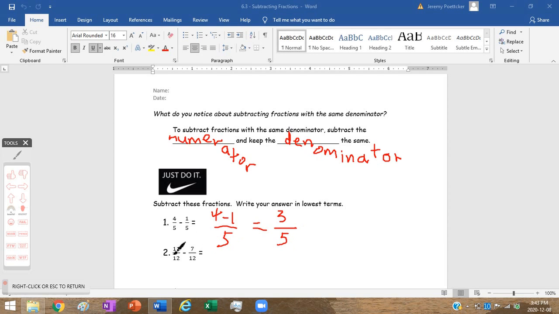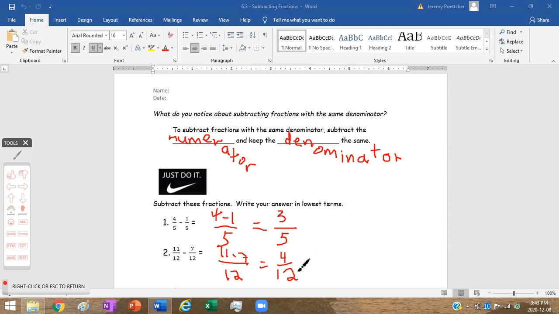Second one here, same thing. My denominator is going to stay the same. It's going to be 12, so I can already write that down. And my numerators will change. 11 minus 7. We're left with 4/12.